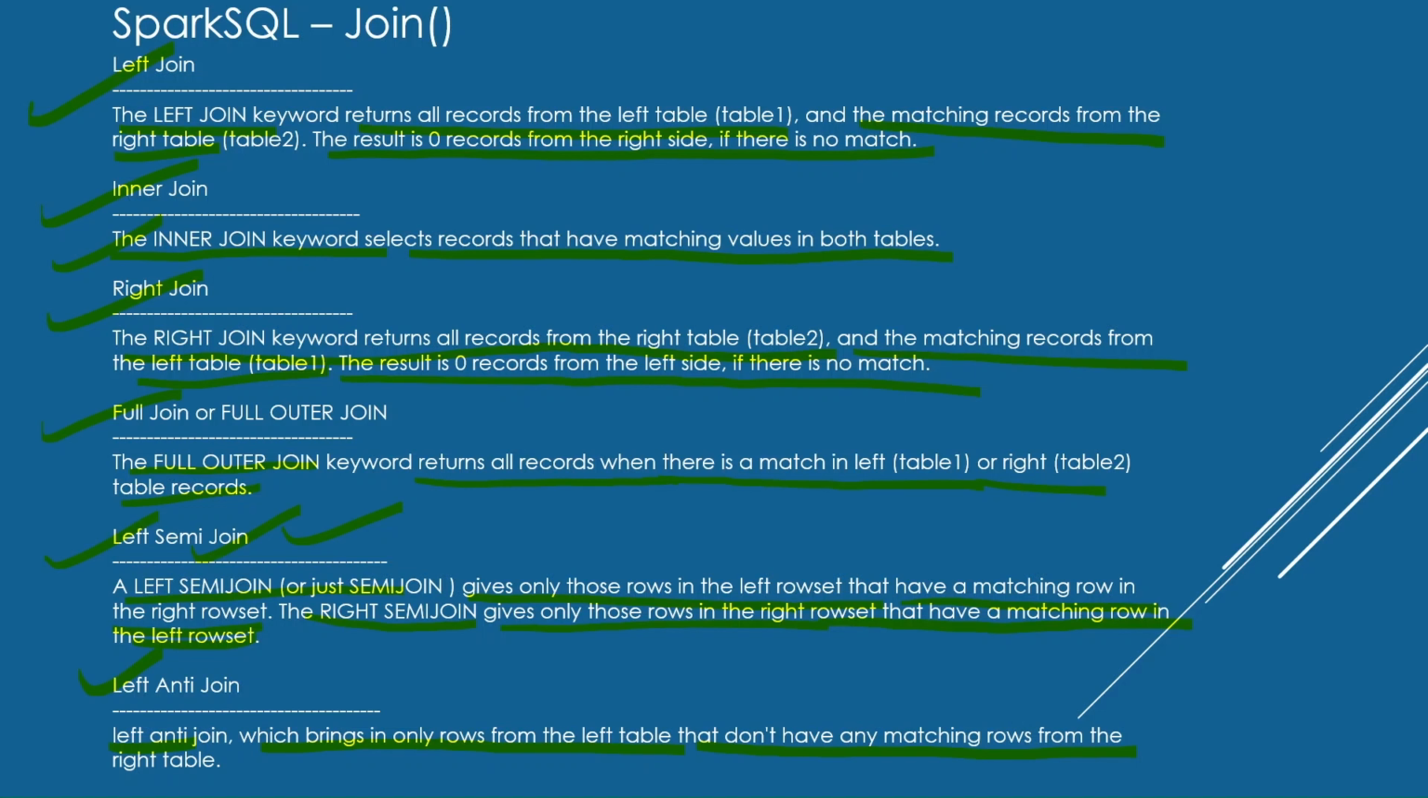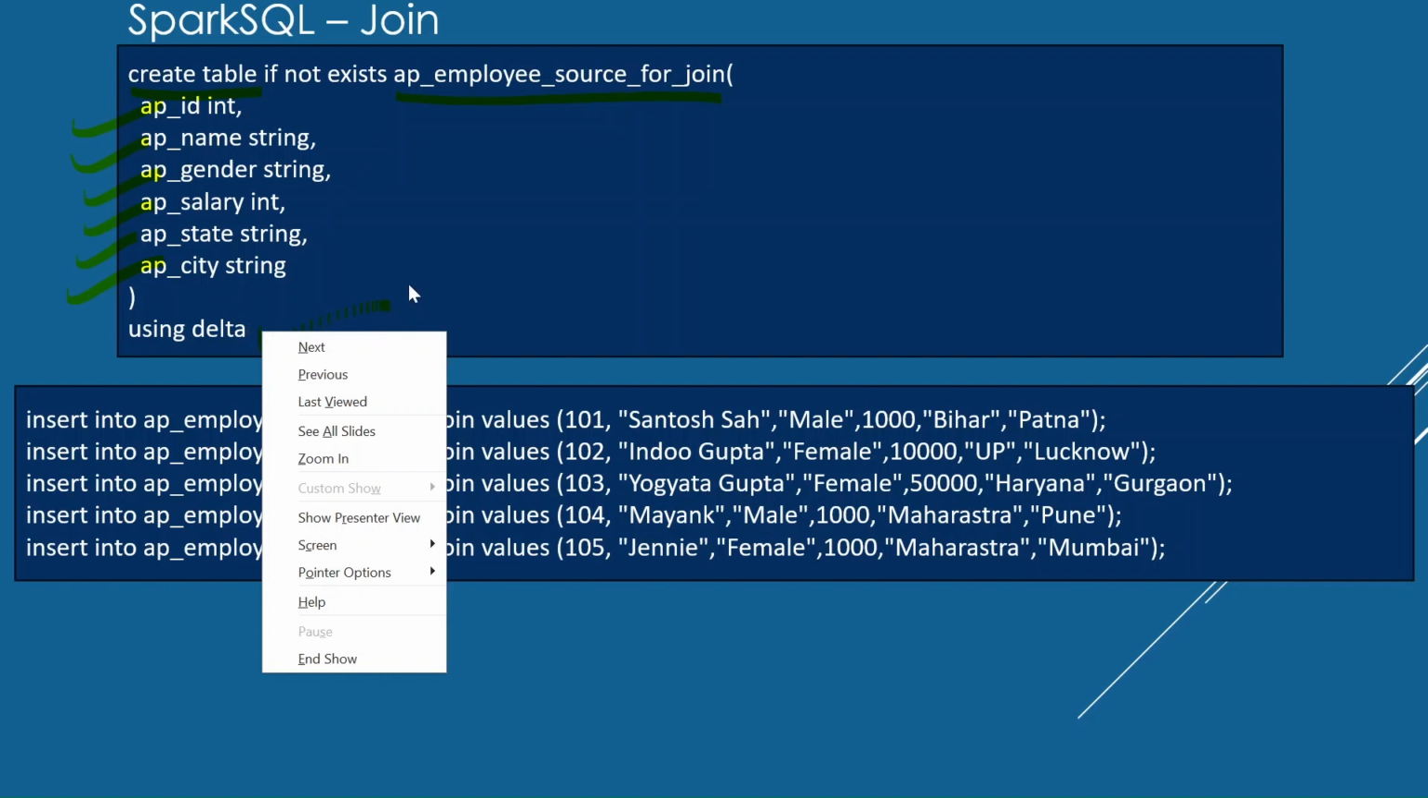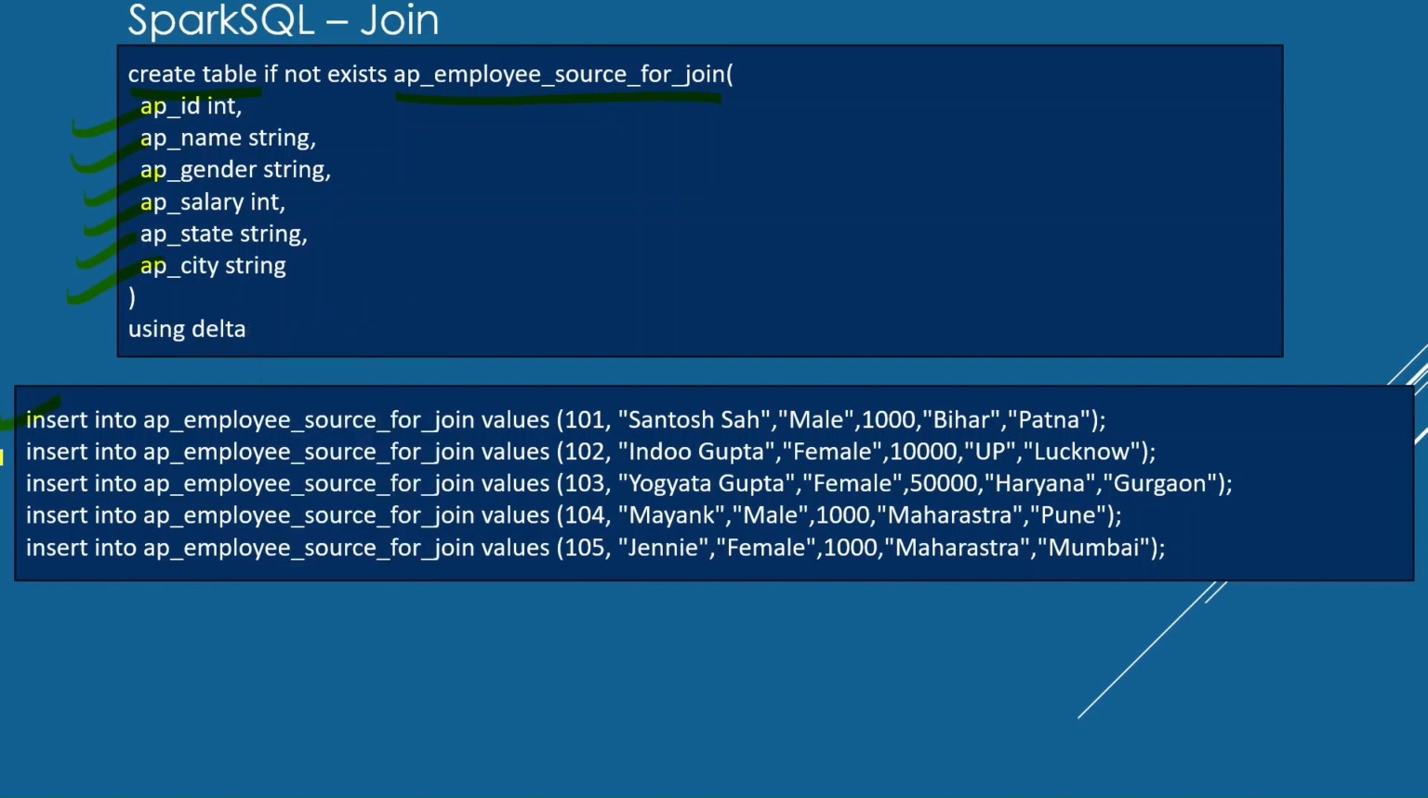So this is the overview of the different kinds of joins in Spark SQL. Let me do this exercise. In this exercise, I am creating a table with the help of a create table command. This is the name of the table. Here I am giving 5 columns and their data types. I am making this table a Delta table. Then I am inserting 5 records in this Delta table.